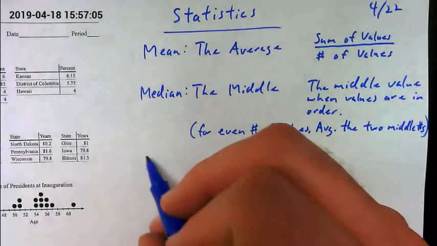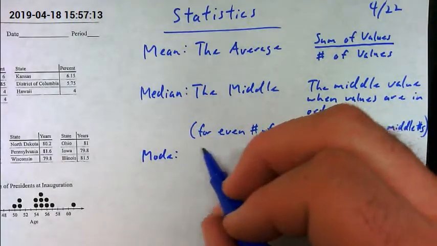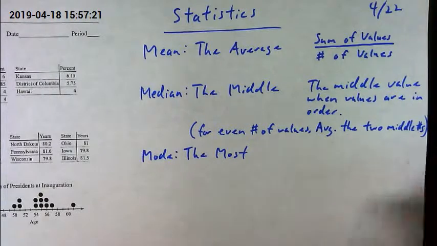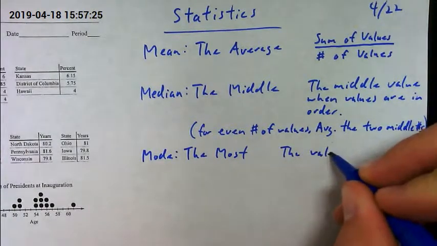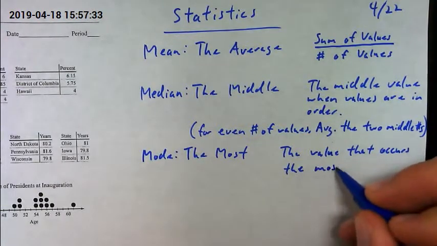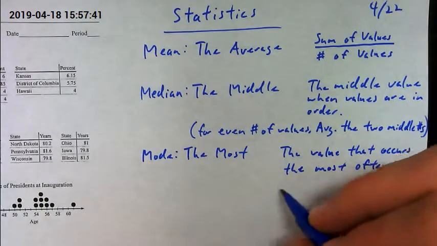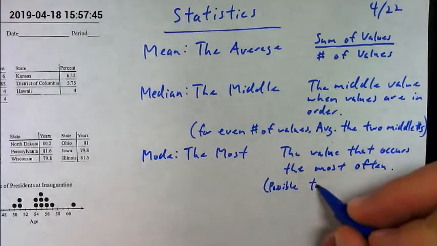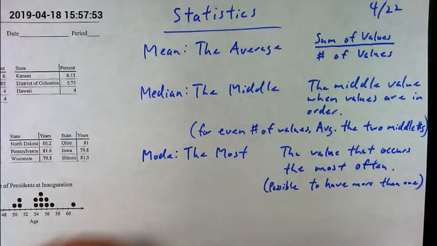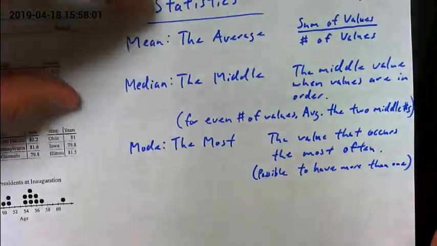So we have mean, median. The next one is mode. And mode is going to be for most often, or the most. The value that occurs the most often. And it is possible to have more than one. For example, if you had two or three numbers that appeared the same number of times but more than any other value, then you could have all three of those numbers be the mode.